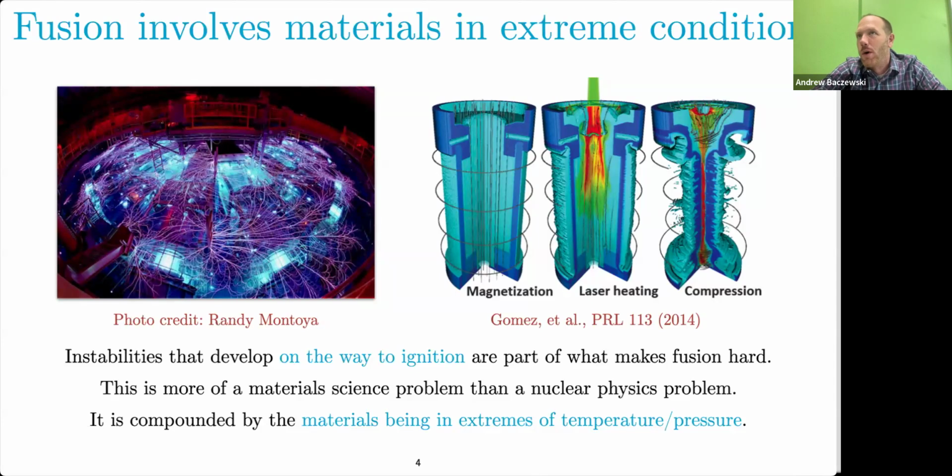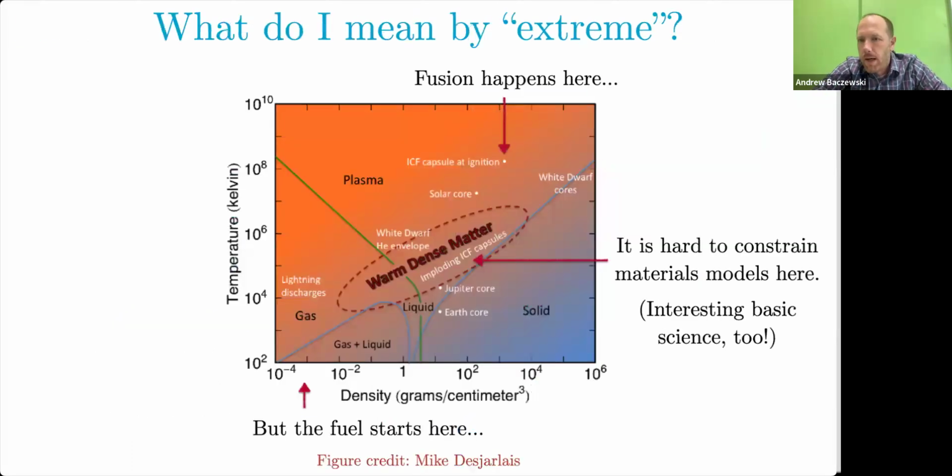But this is all to say that one of the bigger challenges in designing ICF concepts, targets, et cetera, is compounded by the fact that the materials we rely on to crush these little packets of fuel are going to be in extremes of temperatures and pressures that are really difficult to produce terrestrially in a laboratory, let alone to probe what those properties look like. So what do I mean by extreme here?